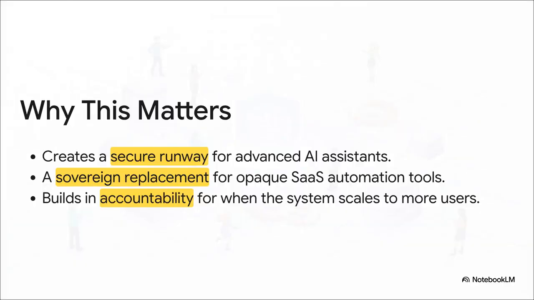First, it creates a secure runway, which lets more advanced AI assistants operate without us constantly fearing some catastrophic error. It also offers a sovereign, local-first alternative to all those opaque cloud tools, which means your data and your processes stay under your control, not some third party's. And finally, it builds accountability in from day one. So as the system scales up to more users, that framework for governance is already baked in.